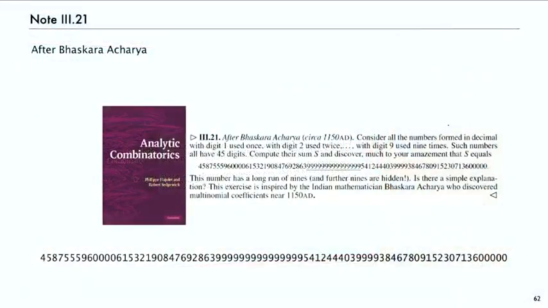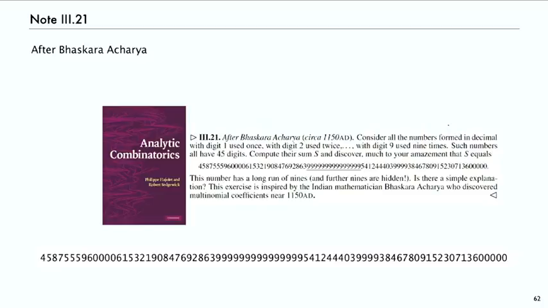The second one is recreational mathematics. If you take all the numbers that are formed, they're decimal numbers, integers, where digit 1 is used once, digit 2 is used twice, and so forth, digit 9 used 9 times. So that's 45 digit numbers, and you take all of them and add them together.